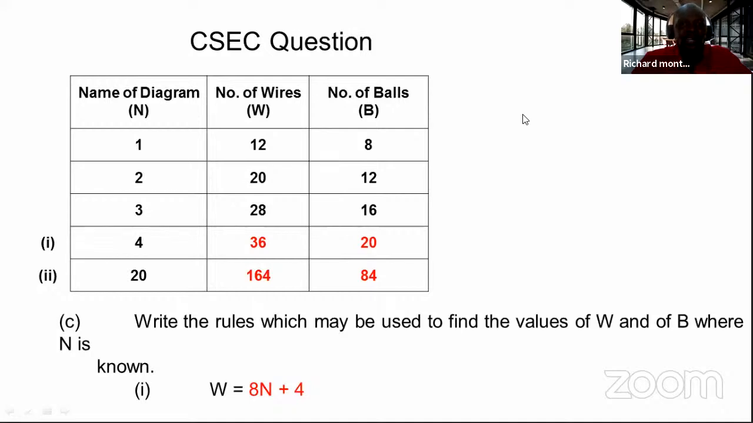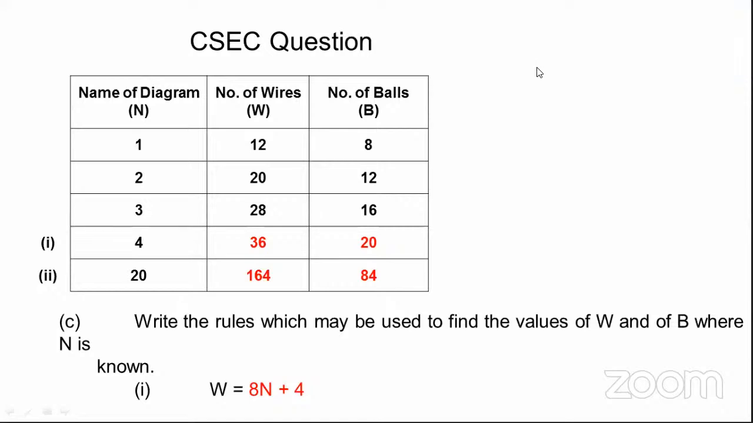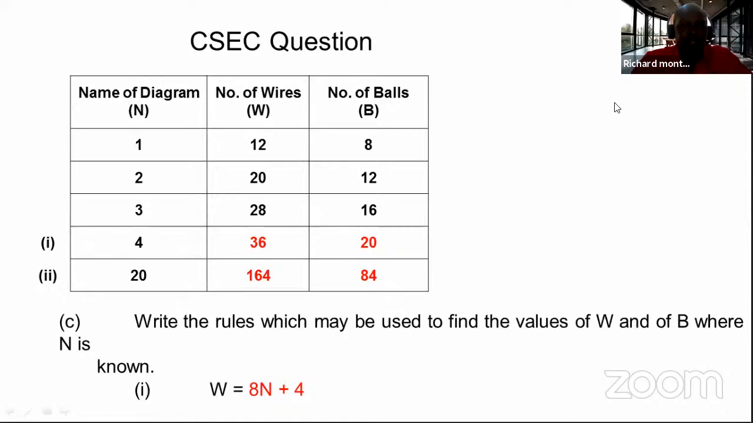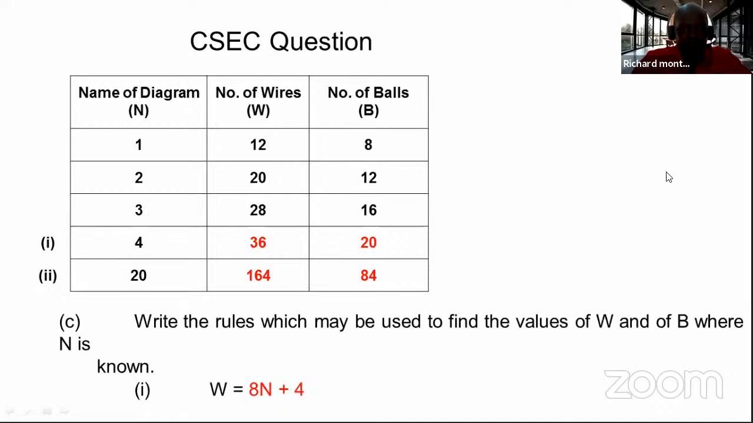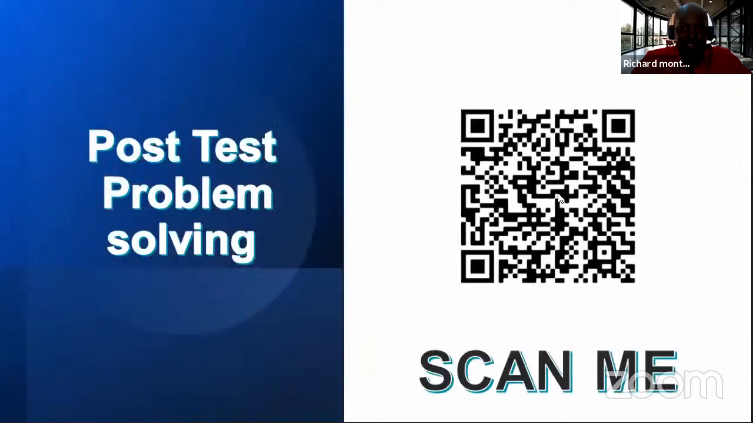Can we generate a rule for the number of balls? Note the common difference, come on. So I'm seeing Vanessa and Akeem saying 4n plus 4. 4n plus 4. Great going, great going. You have done very well today, students. And so I am quite pleased with you so far.